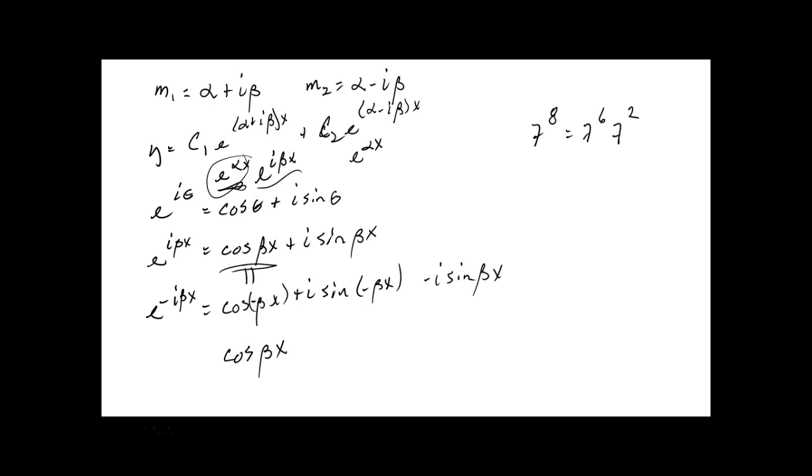So basically the second one now becomes e to the minus i beta x is equal to cosine beta x minus i times the sine of beta x. All we did was take the minus here and move it out front, it looks like.